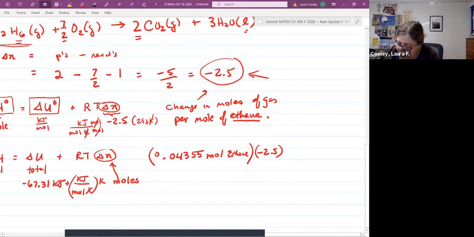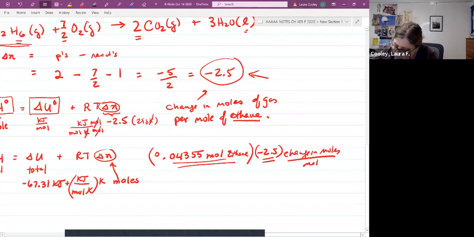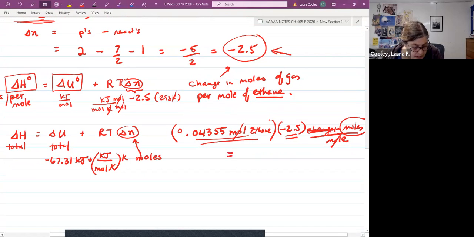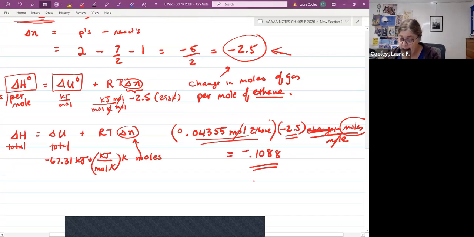Do you see that? You have to take the total moles of ethane that you have and multiply it by the change in moles per mole of ethane. So this really has units of moles per mole, and then moles cancel and you'll get moles. So you'd have to multiply by negative 2.5. And when you do that, you get negative 0.1088. So if you're running the reaction with 0.04355 moles of ethane, the change in moles of gas is not minus 2.5, it's minus 0.1088, because you're actually using way less than 1 mole of ethane.